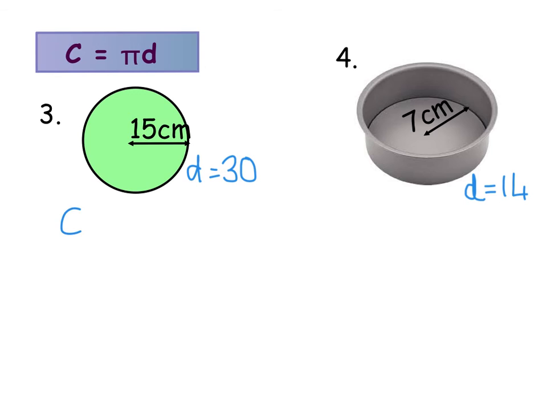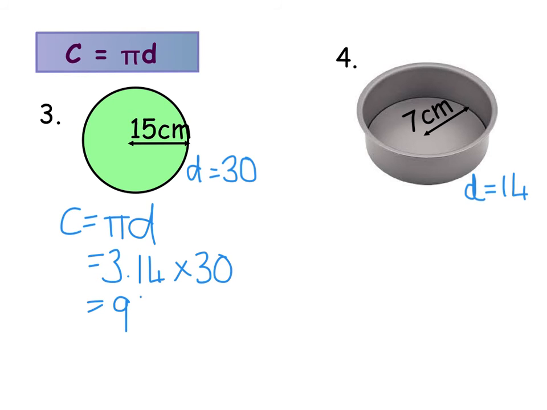So the formula C equals pi d. Replace each thing, so replace pi with 3.14, your diameter with 30. Type that into your calculator and you will get 94.2. Now that comes out as exactly 94.2, so there's no need to round for that one. So it's 94.2 centimetres.